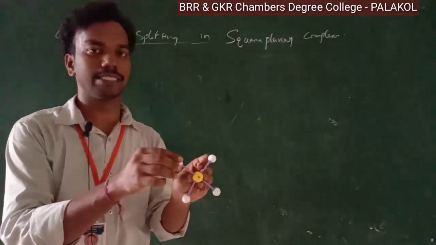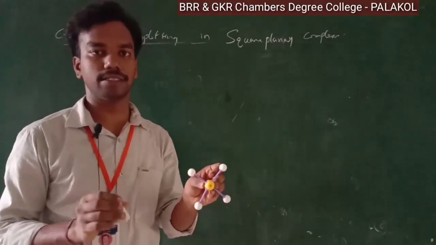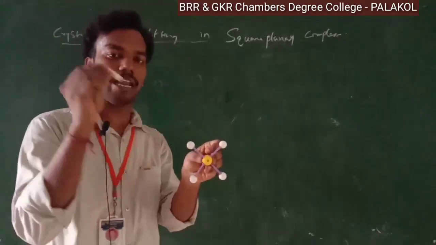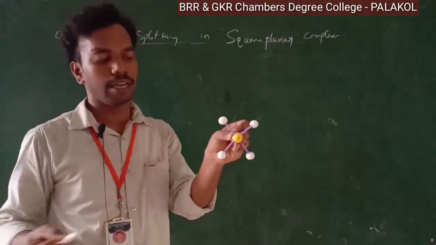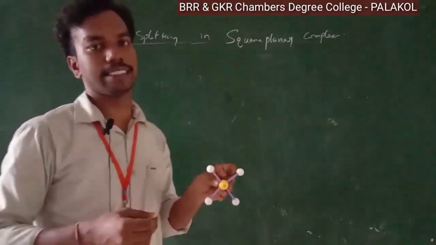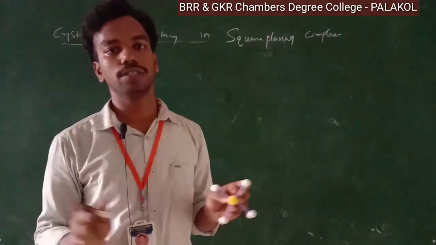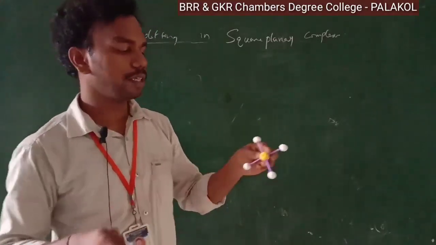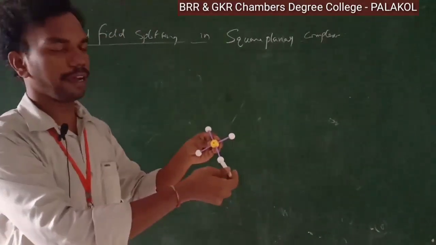In a square planar complex, ligands are along the axis or in between the axes. Here ligands are along the x axis and along the y axis. Here no ligands are present on the z axis. That means repulsions along the z axis are 0, right? No repulsions along the z axis. So now here ligands are approaching along the axis.